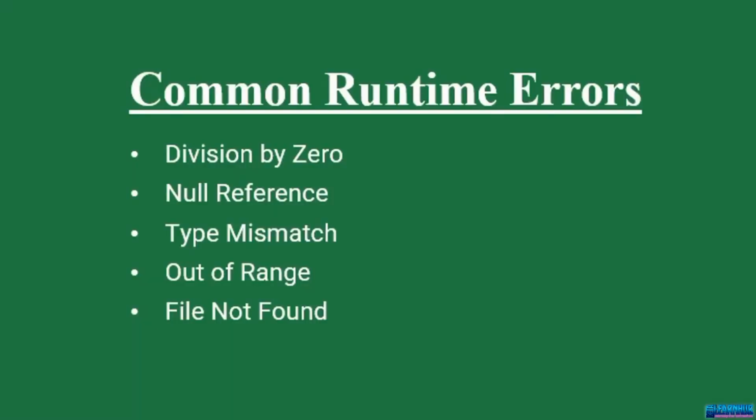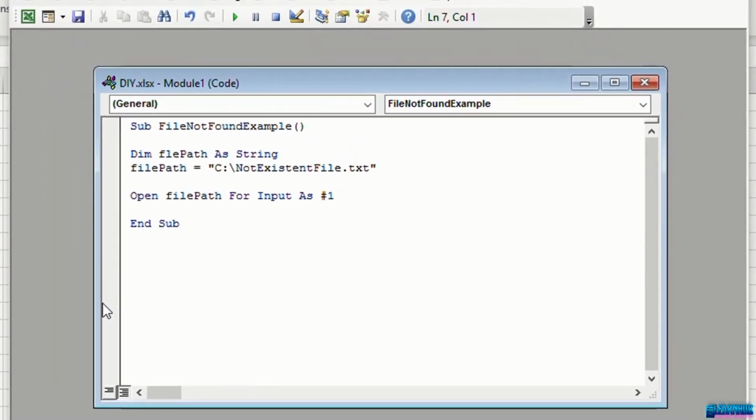And the last one is the file not found error. I'm very sure you have an idea of what this is going to be. This type of error occurs when attempting to open or access a file that does not exist in the specified location. In this example, we are trying to open a file at the specific path, but it does not exist. You can see nothing like this exists in my computer. So when the code executes the open statement, which is Open file For Input As 1, a runtime error 53, file not found, will occur.